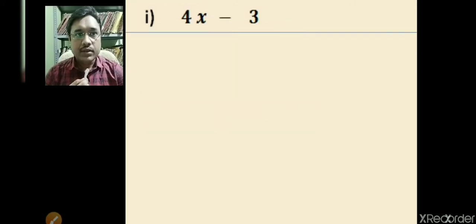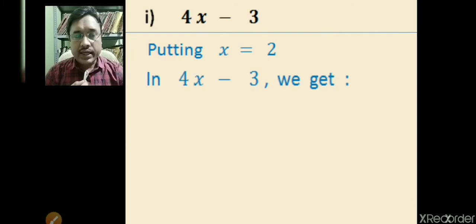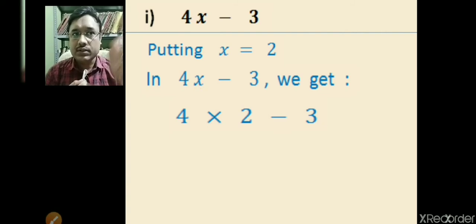Now first we will find the value of the expression 4x minus 3. Putting x equals 2 in the expression 4x minus 3, we get 4 into 2 minus 3. The value of x is given as 2, so we put the value: 4 into 2.